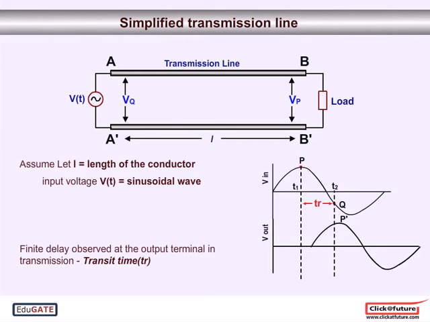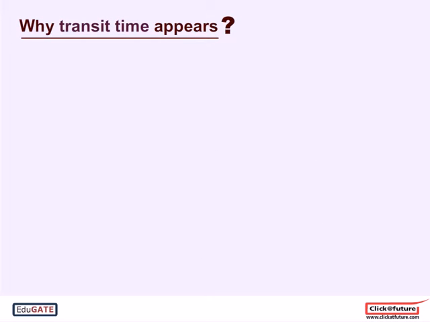This transit time is dependent on the length of the wire. If the length is reduced, then the delay also decreases with it. Thus the delay is directly proportional to the length of the conductor, mostly considered at very high frequency. Now, when there is no visible element in the transmission cable, why is there a delay at the output terminal? Let's see why transit time appears.